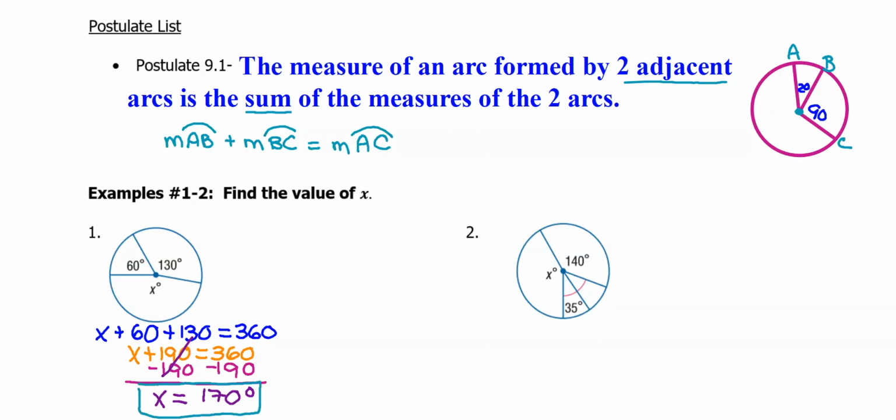Same thing with number 2. The fact that I see these are congruent markings, I know that this is also 35. So I'm going to go all around and say x plus the two 35s along with the 140 make my full circle of 360. Add those all up and I get x plus 210 equals 360. Subtract that 210 for a final answer. X equals 150.